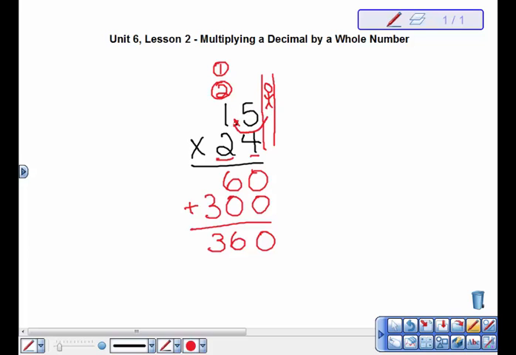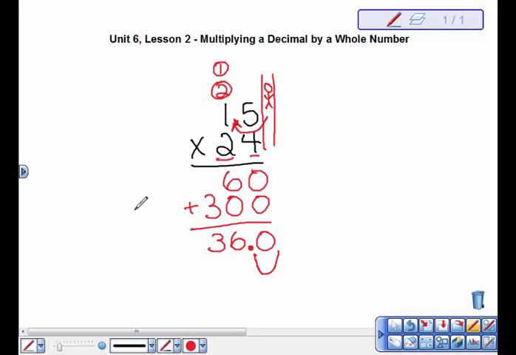Well, I see my decimal is 1 seat over, just 1 seat. So what I'm going to do is come down here to the end of my number, and I'm going to move 1 decimal place over, just 1 place over. That's it. And put my decimal point. That's how easy it is to multiply by decimals. So if I check 1.5 times 24, that ends up giving me 36.